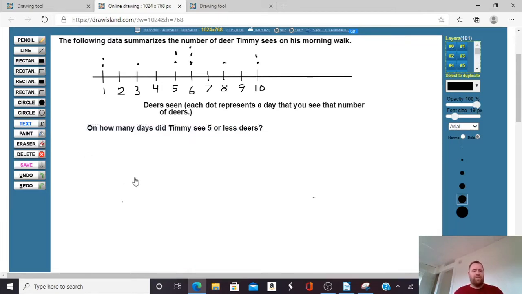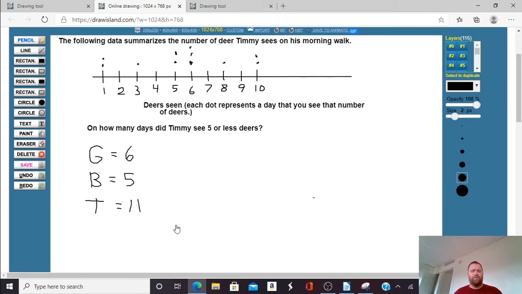So more than 5 deer, you can consider this a couple different ways. More than 5 deer could be considered the good outcome if you're thinking more is better. So that would be 1, 2, 3, 4, 5, 6 days that he saw more than 5 deer. And therefore, the bad outcomes would be 5 or less. So that would be 1, 2, 3, 4, 5. And the total outcomes would be 11.